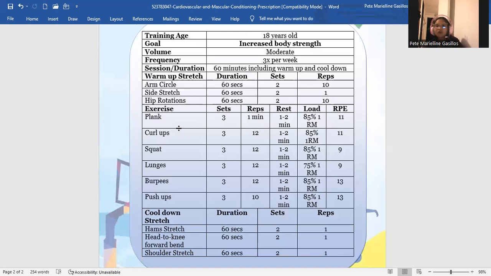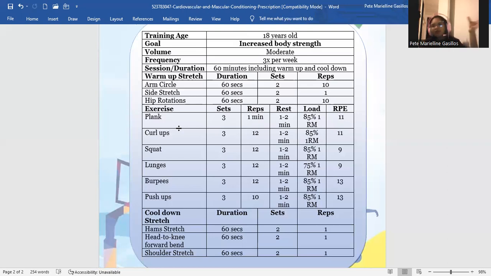Again, I told you earlier that my resting time is 1 to 2 minutes, and then the load is 75% since it is much easier than the others, and I put the RPE at 9 since it's very light. And then the burpees, it's very hard for me. So it is 3 sets and 12 reps, 1 to 2 minute rest, and the load is 85%.